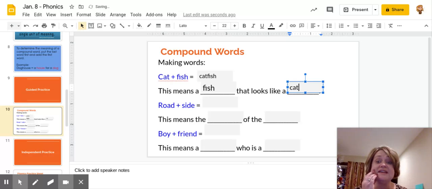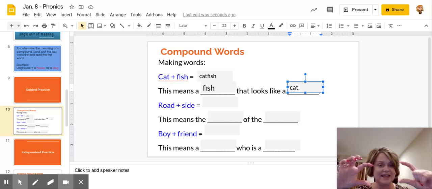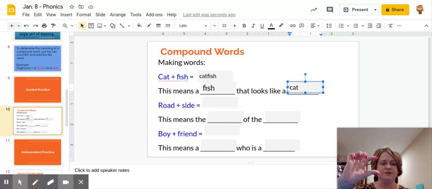So the meaning is it is a fish that looks like a cat. So I have fish first. Looks like a cat. They have whiskers on them. They're kind of fluffy with whiskers is what a catfish looks like.